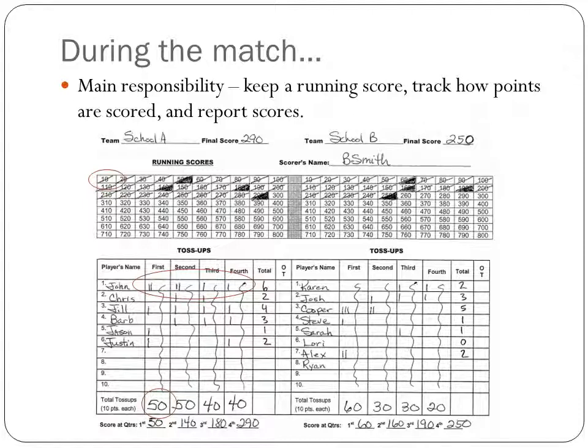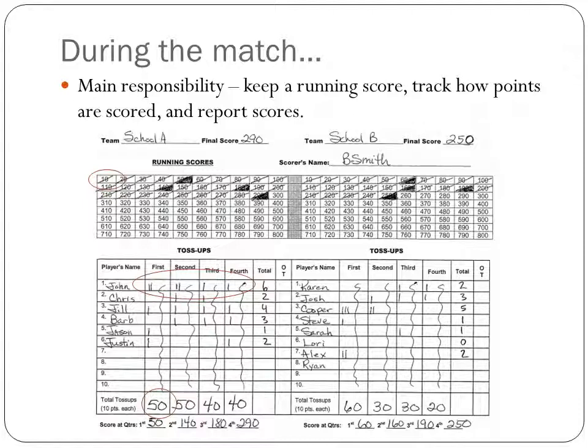Only toss-up questions earn tallies for individual players. Never give tallies for bonus questions, as these answers were team answers. On the score sheet, you can see that John from School A answered 2 toss-ups in the first round, 2 in the second, 1 in the third, and 1 in the fourth.